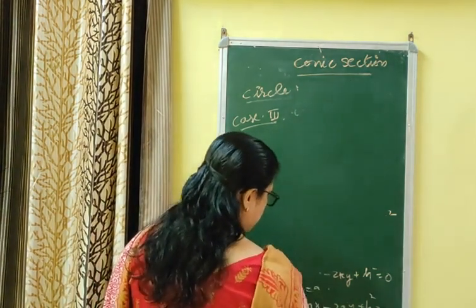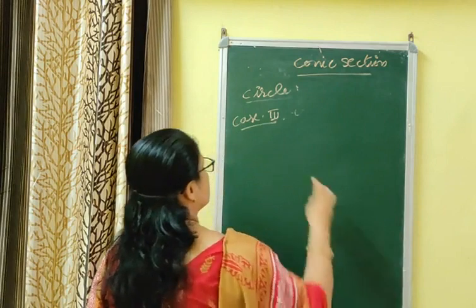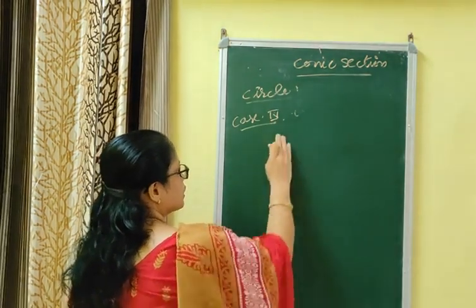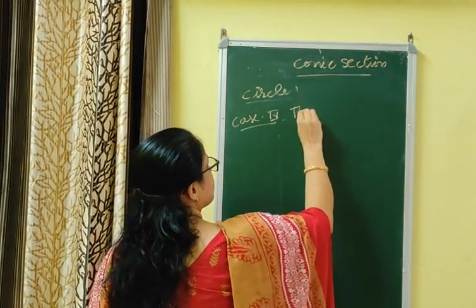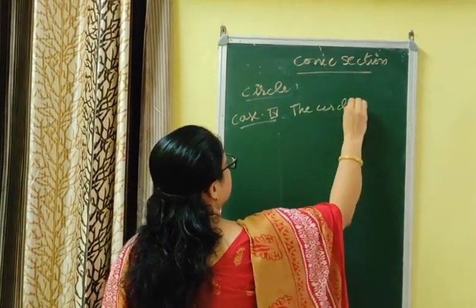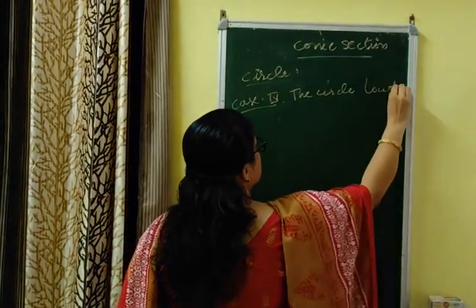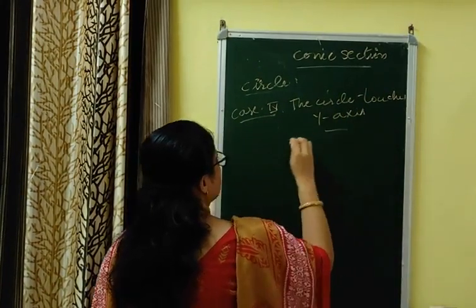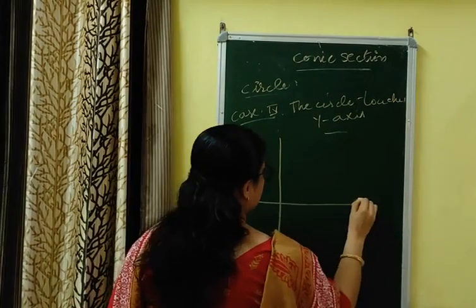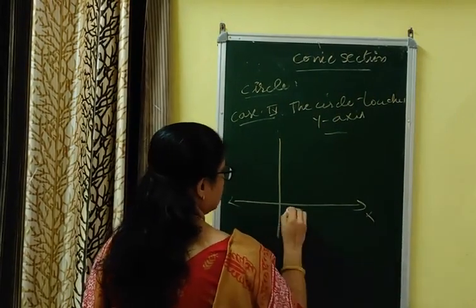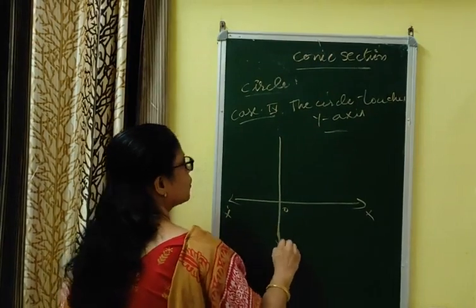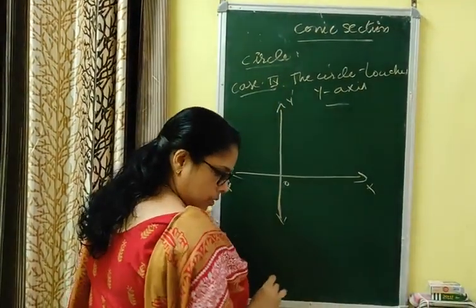Now what is case 4? Case 3 was the circle touching the x-axis. The opposite of this one is the circle touching the y-axis. Now how can we draw it? When it touches the y-axis, how will the figure be? The figure is like this.